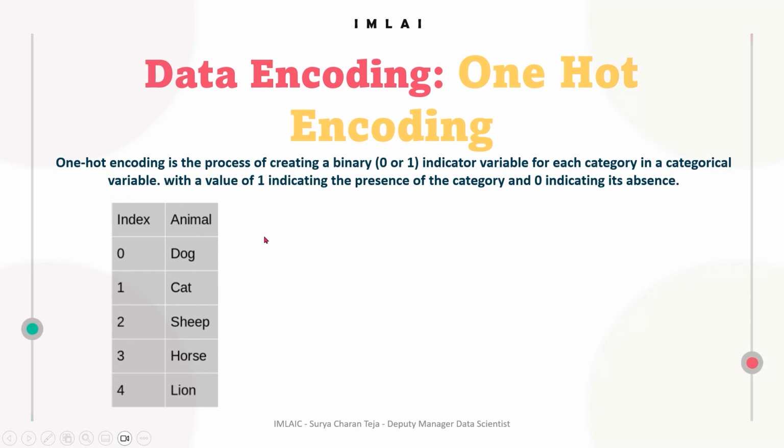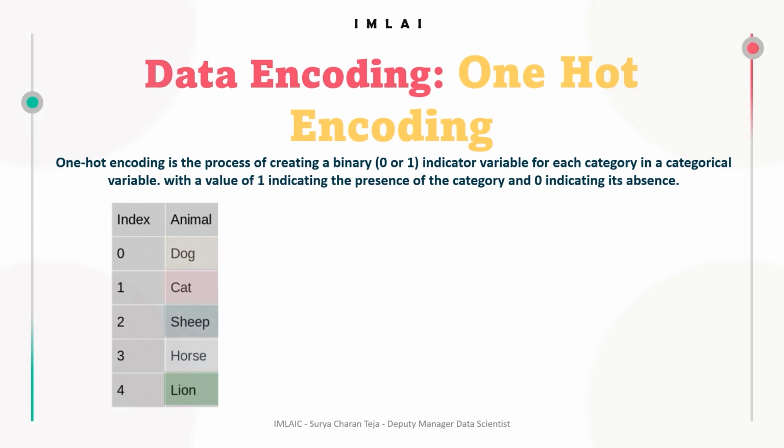Obviously, in the animal variable you will have all the animals like dog, cat, sheep, horse, lion. So this animal variable is a nominal variable, and it consists of only 5 categories: the first is dog, second is cat, third is sheep, fourth is horse, and fifth is lion. So there are 5 categories in total, which do not have any order. That is the reason these are nominal variables. This is our data set.